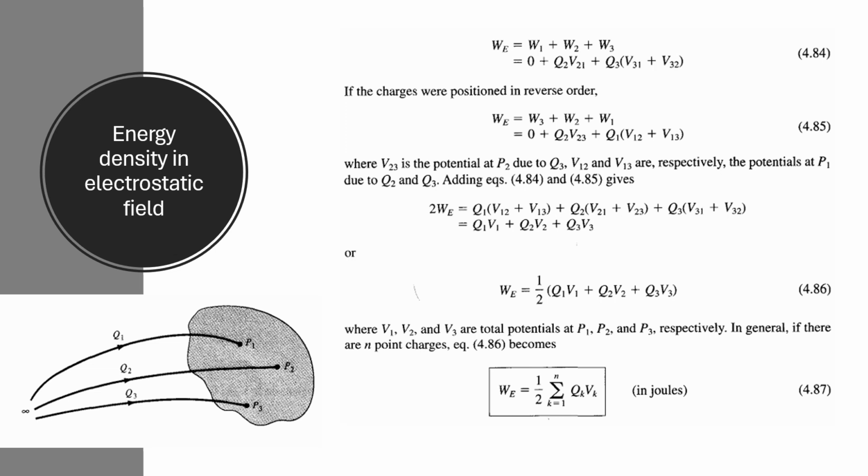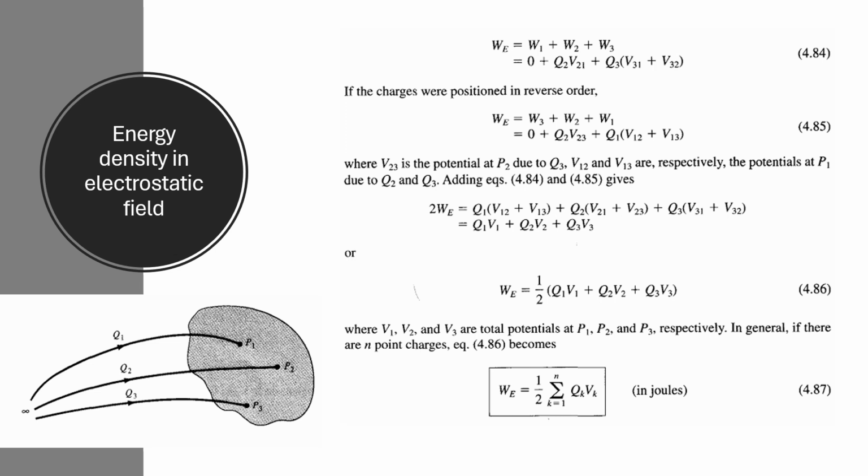So actually, what is our target? Our target is to find out the energy density and total energy while we are bringing some electric charge into some field. So how will we find out? First, suppose we are bringing some charge Q1 from infinity to some point P1, then the energy will be W1, or the work done.